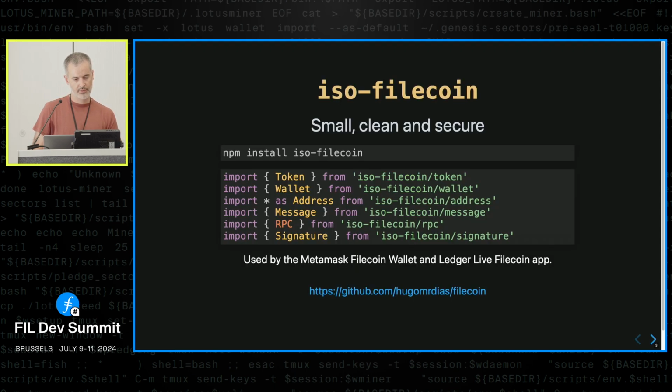I'm going to start with the first one. This is a JavaScript library, a core low-level package with a bunch of abstractions for Filecoin, as you can see: token, wallet, address, message, and a couple of others. It's already being used in the MetaMask Filecoin wallet that I'm going to talk a little bit more about, and also in the Ledger Live Filecoin app. All of the other tools that I'm going to talk about have this one as the base layer. It's the core library that I use for the other ones.